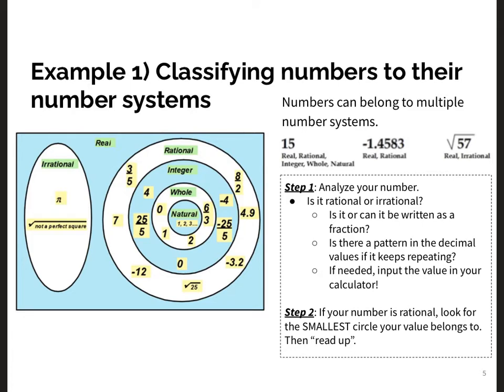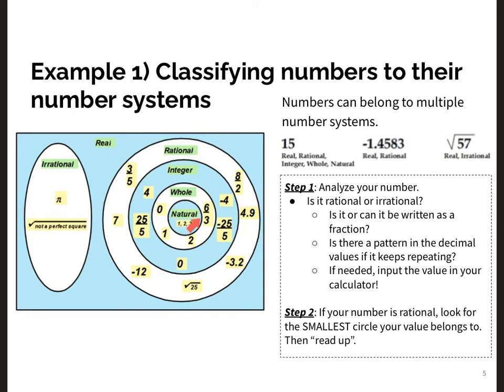So the way that we can actually classify our numbers is by doing a few tests, right? And so the first thing that we want to do is just analyze our number. And sometimes numbers are super easy to classify. So for example, this number 15, it's a positive number without a decimal, right? And so because it's a positive number without a decimal, I know that this could actually be a part of the natural group, right? I know that it's a rational number because I know that 15, it's not a decimal that goes on forever and ever and ever without a pattern, right? It's just 15.